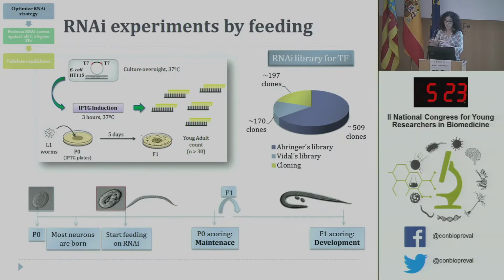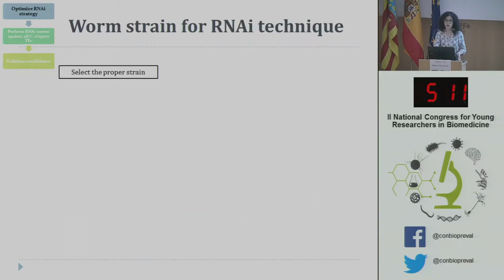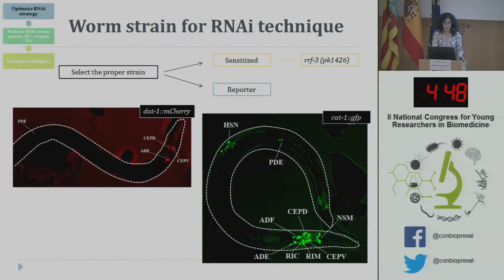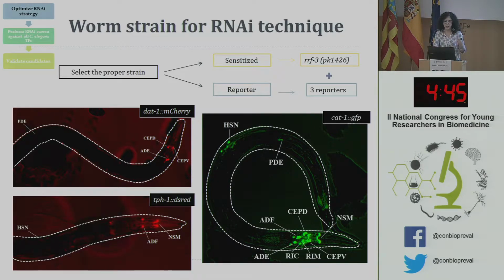But if we choose to do the experiments and the scoring with the second generation, the F1, we obtain information about the development. So we also need a strain to do the experiments, and we work in a mutant background because the neurons need to be sensitized to these RNAi effects, and we also need a reporter to score the neurons. We chose the CAT-1 promoter, which is expressed in all the monoaminergic neurons, fused to GFP, but also another marker that labels the dopaminergic population and another one that labels the serotonergic population, the 3 reporters in the same strain.